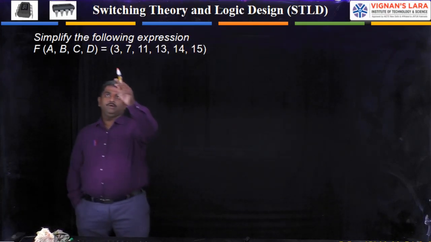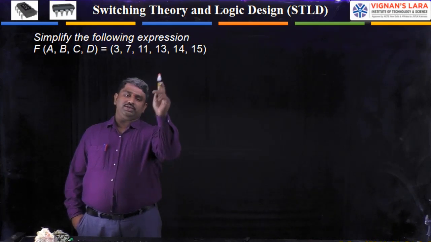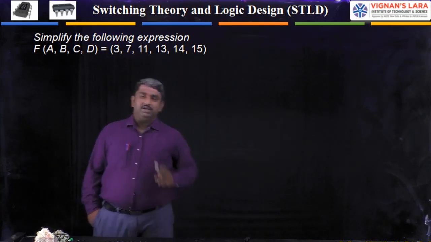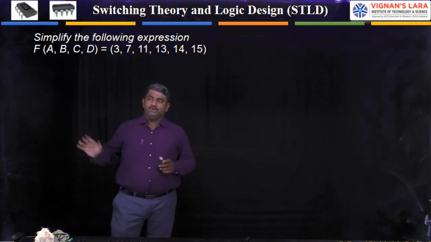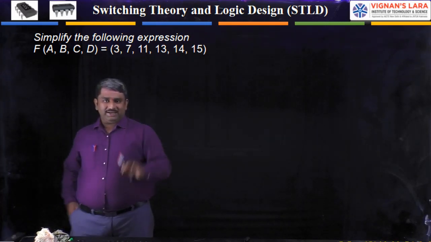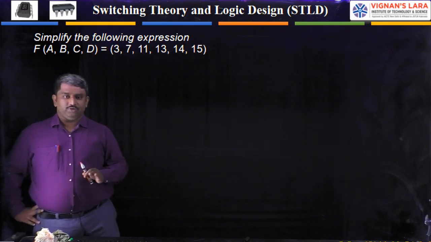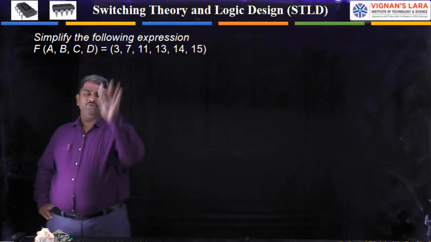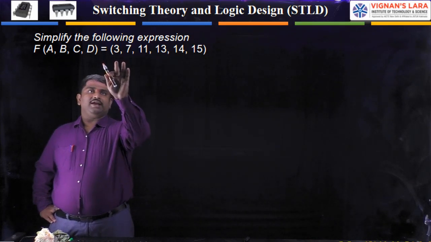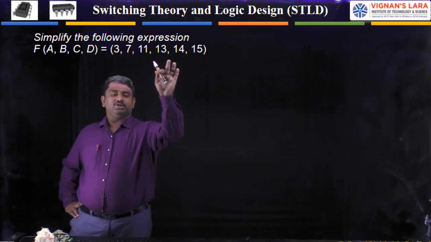So see this problem: simplify the expression f of a, b, c, d is equal to 3, 7, 11, 13, 14, 15. So see here, up to now we have taken 3 input variables only, but in this problem we are taking 4 variables. Okay, so a, b, c, d, 4 variables are there, and directly the sigma small m values are given here, that is 3, 7, 11, 13, 14, 15.